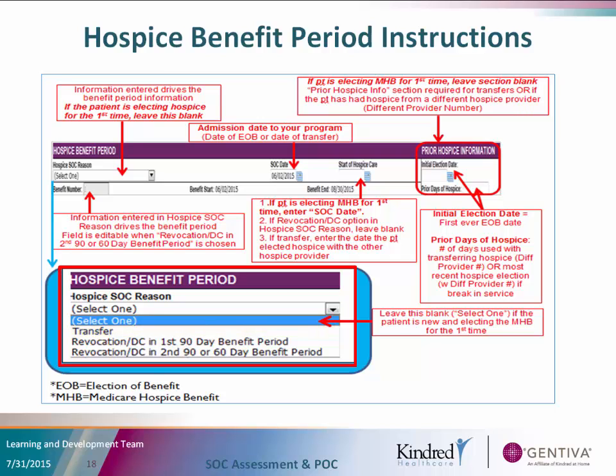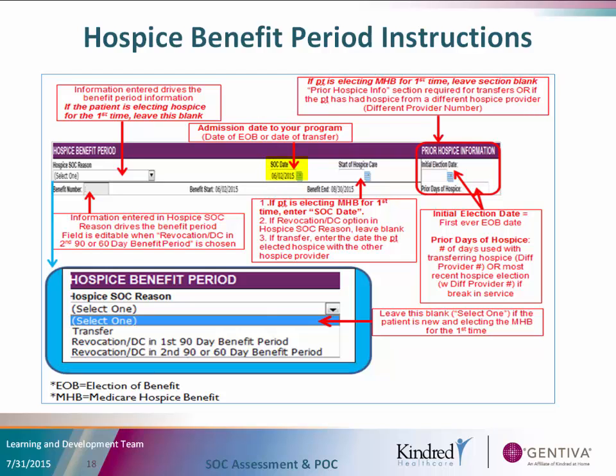If the patient had revoked hospice in the first 90-day benefit period, we would choose this option and the patient would be in benefit period 2. If the patient had revoked in the second 90-day benefit period or any of the 60-day benefit periods, we would choose this and the patient would be going into benefit period 3, 4, 5, etc.